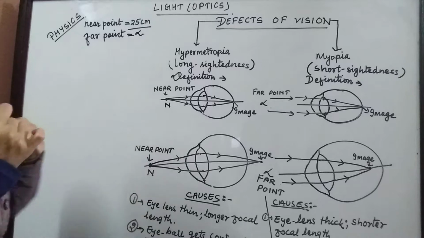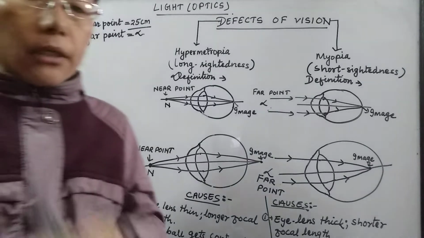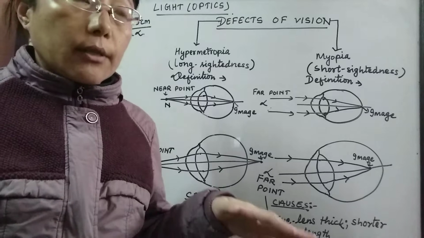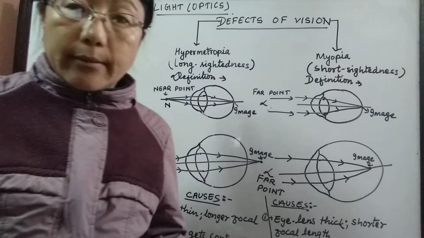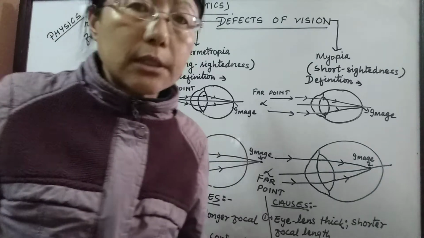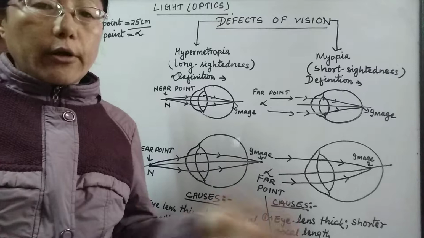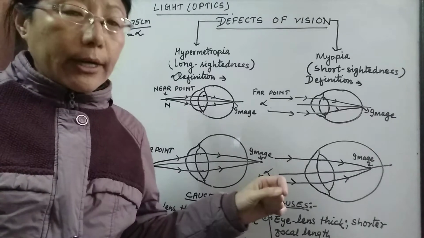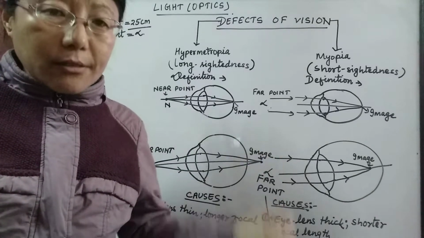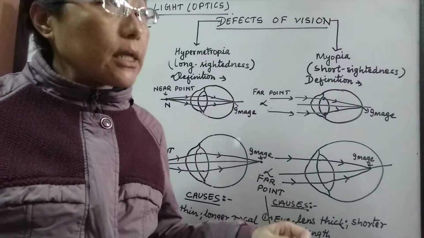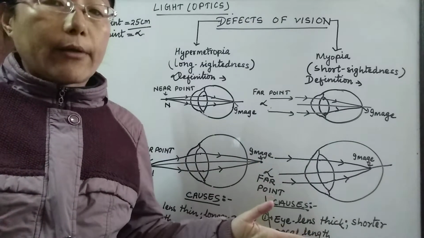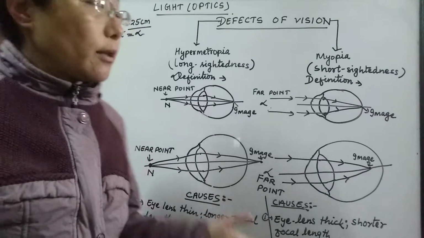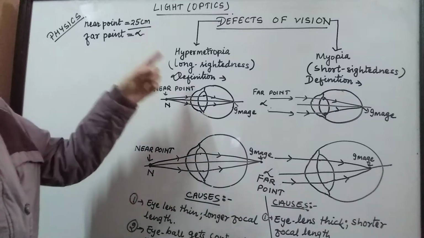So this way a normal eye can see the objects between near point and far point clearly without putting strain. That is the capacity of normal eyesight. But if a person cannot see objects kept in between near point and far point in a comfortable way, then that is the defect of vision. So there are two kinds of defects, hypermetropia and myopia.